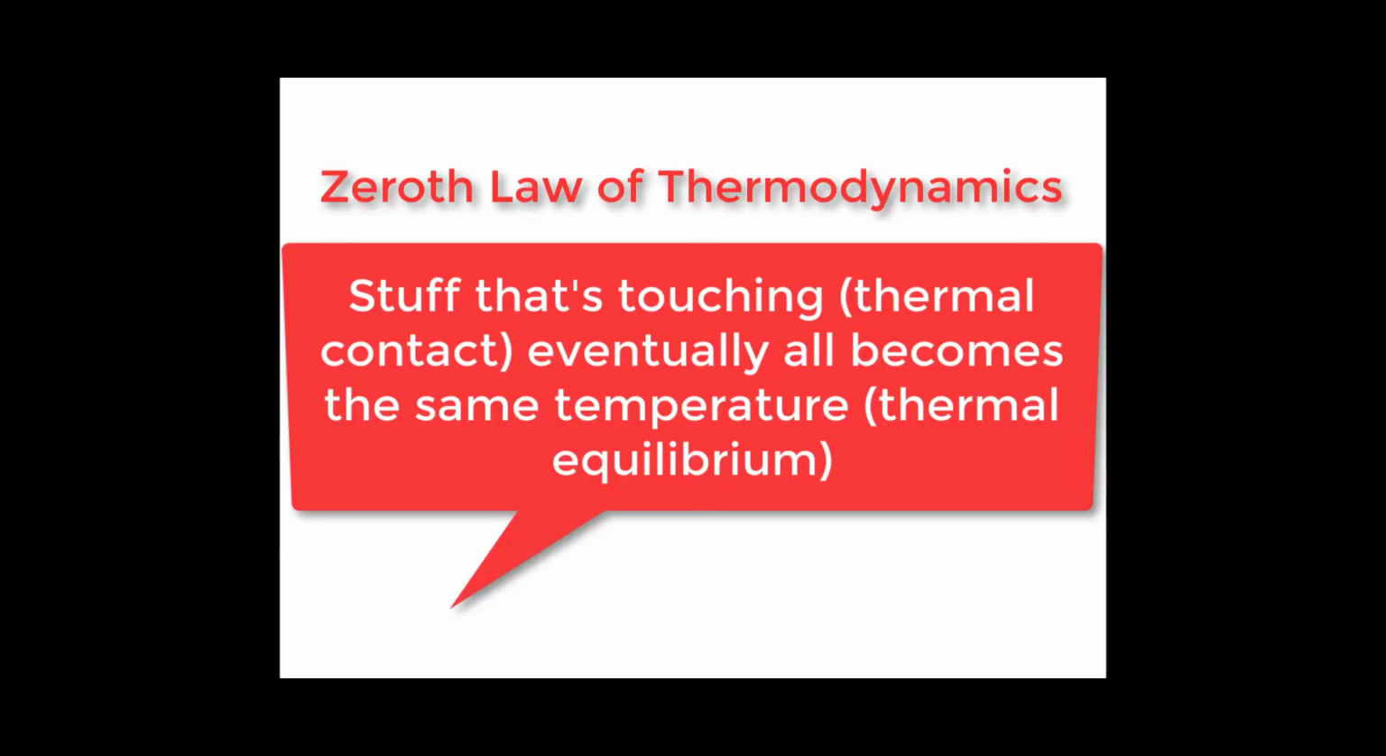Okay, welcome to the online lecture. This is chapter 20, the second law of thermodynamics. Just to review, we already know the zeroth and first law of thermodynamics. The zeroth law is thermal equilibrium, which says any things that are in thermal contact, meaning touching, for a long period of time will eventually all be the same temperature. Okay, that's the zeroth law.